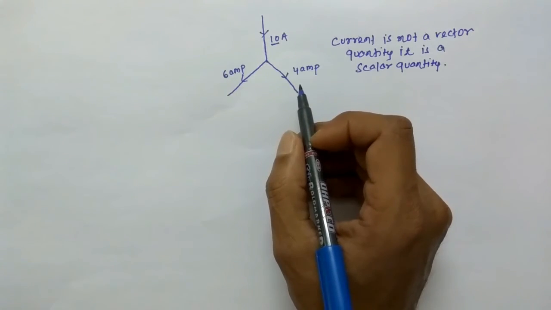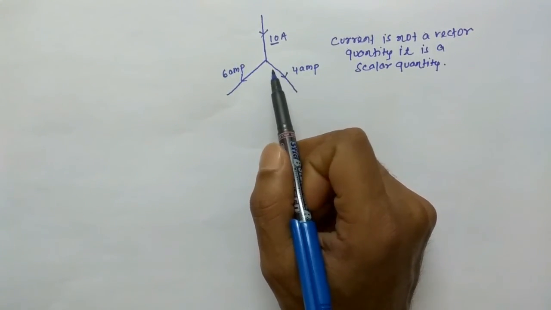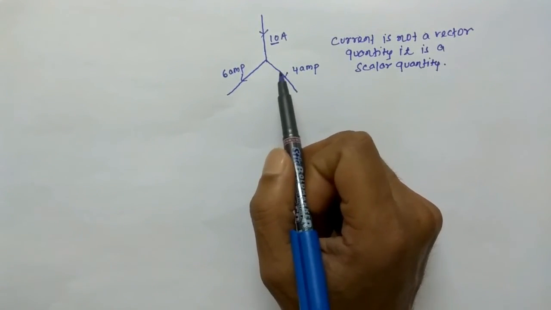So it is important to keep in mind that a vector must obey the triangle law of vector addition.